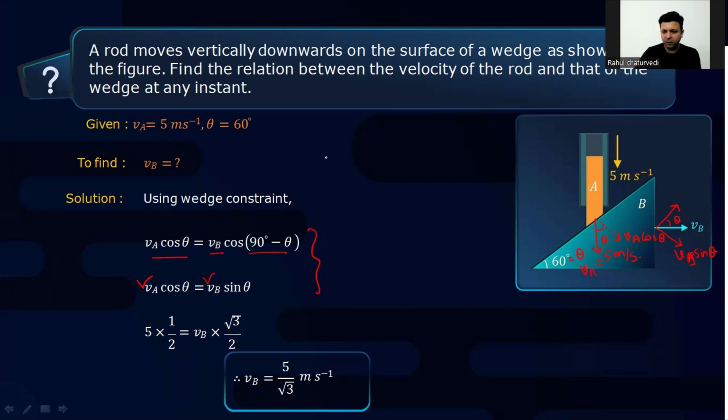VA means 5 meters per second. Theta means 60 degrees. So cos 60 degrees, which is 1/2, is equal to VB into sin 60 degrees, which is √3/2. By solving it, you will get VB equal to 5 upon √3 meters per second, right?